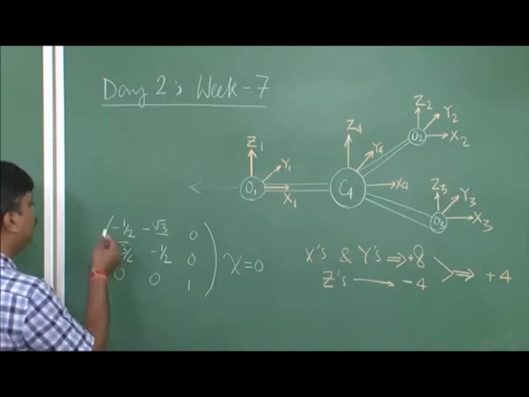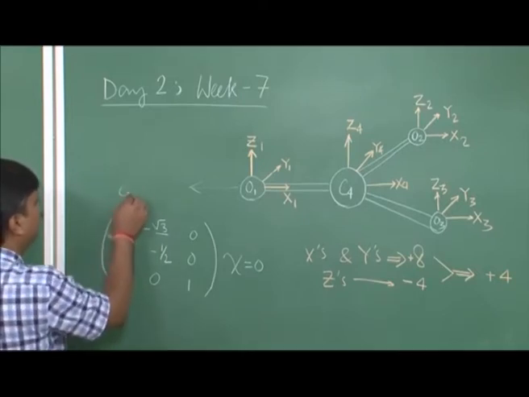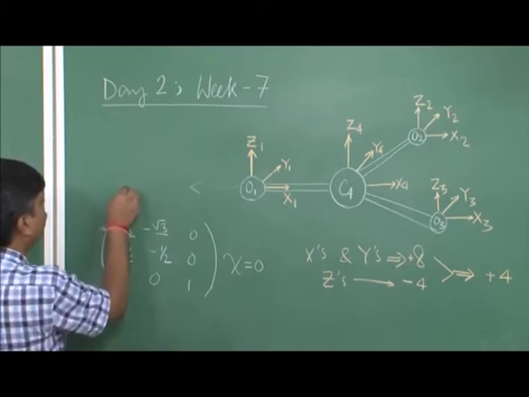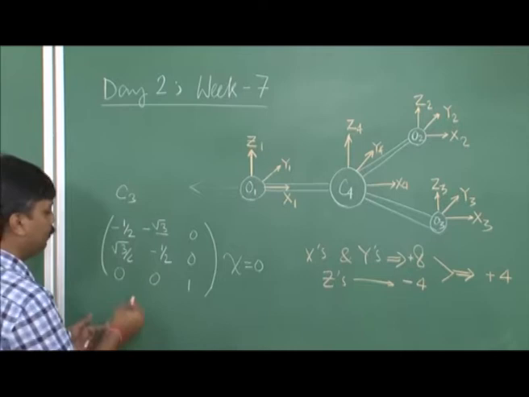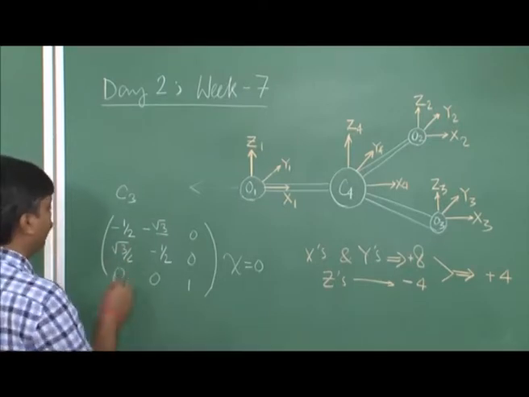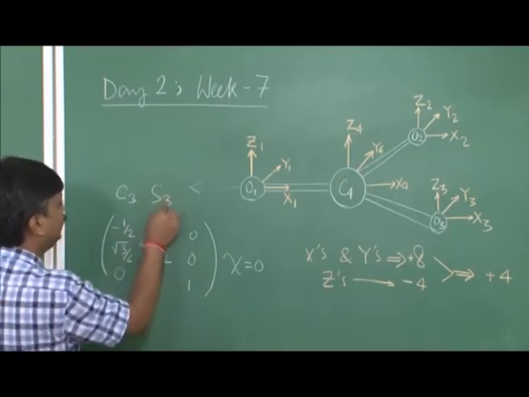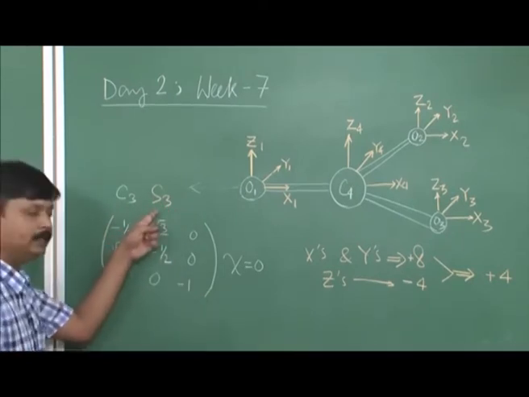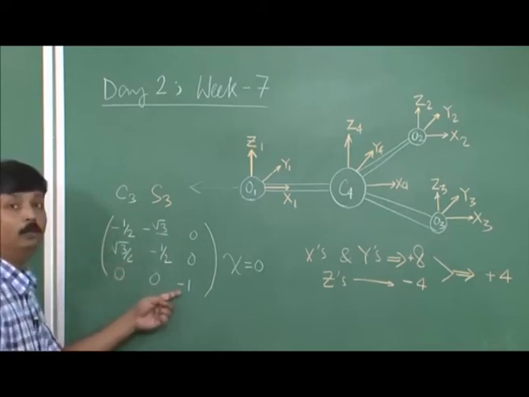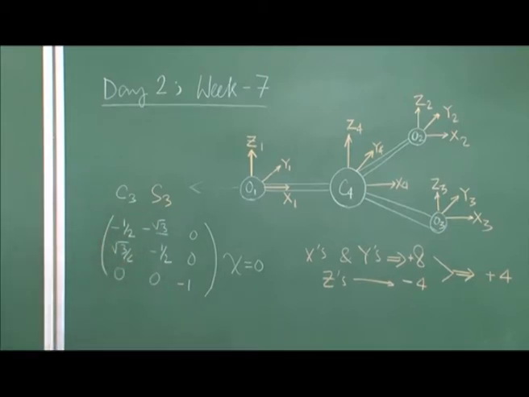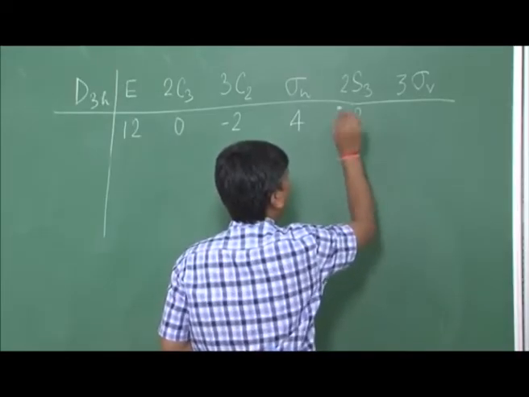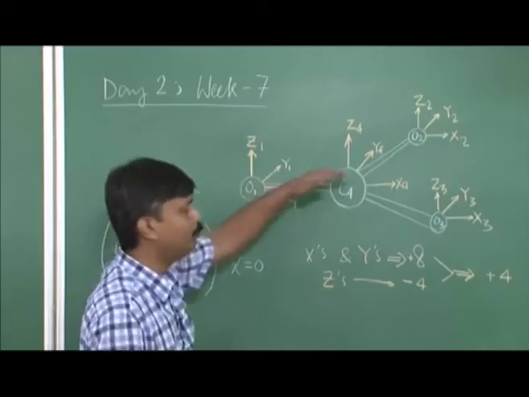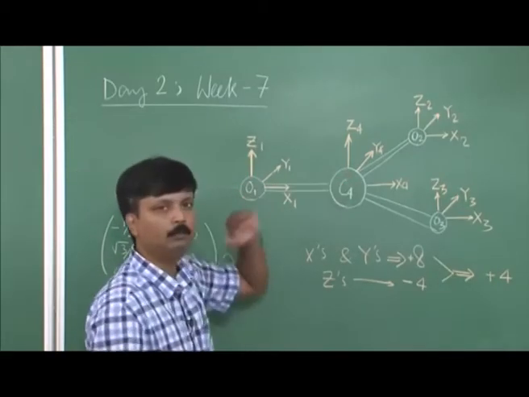So if I consider this C3, then say if I write in white color, it will be C3, then this is plus 1, and if I consider S3 in this color, then this will be minus 1. So when you consider S3, it will have total character to be minus 2. So I have minus 2 for this S3. Now we consider sigma v. Here also we can choose one of them. So let's take this particular sigma v.